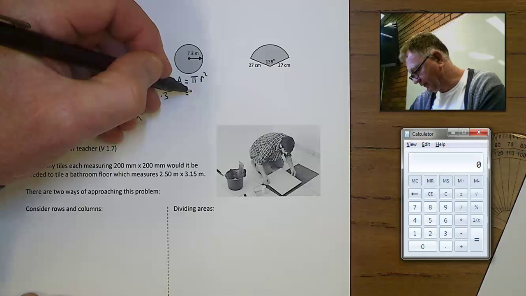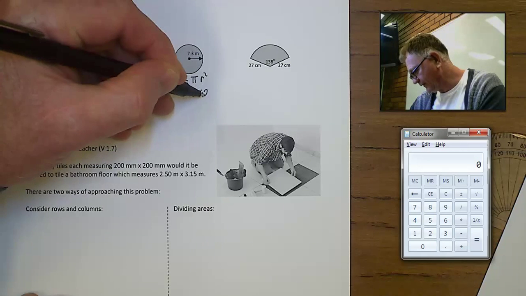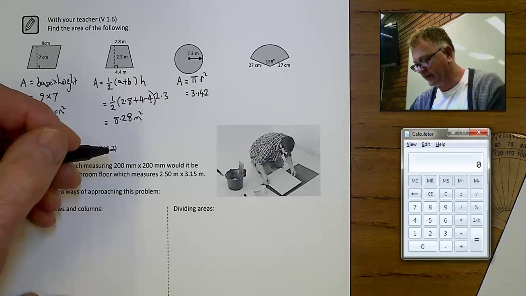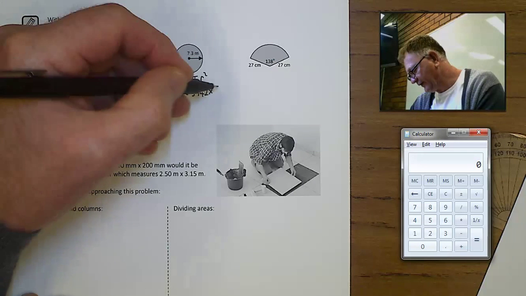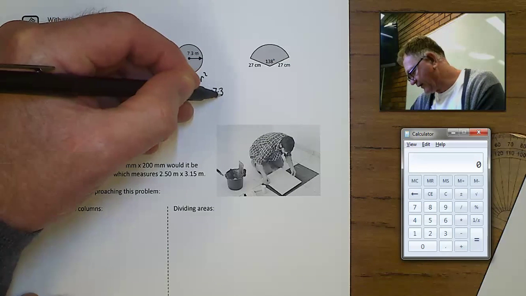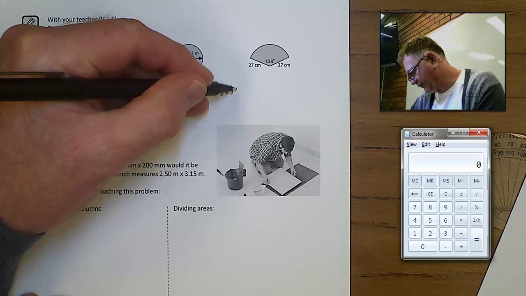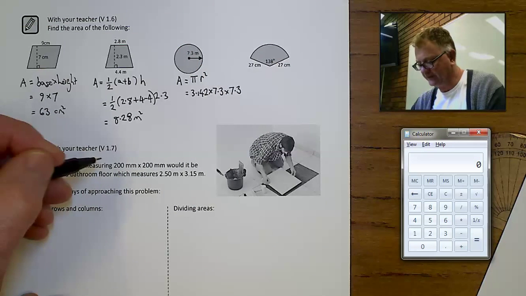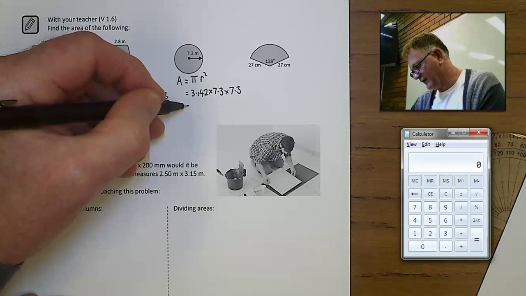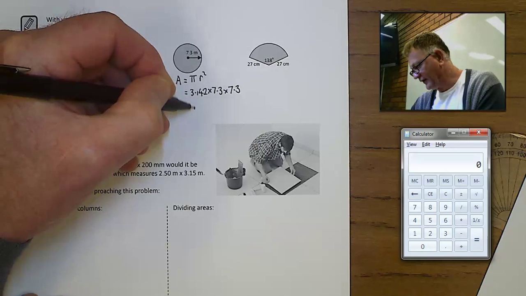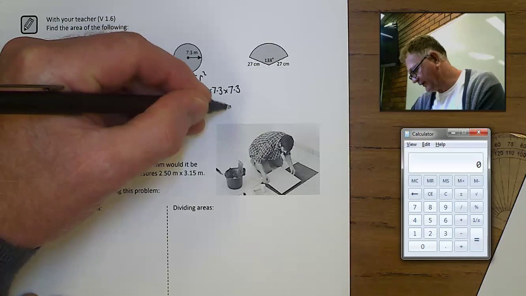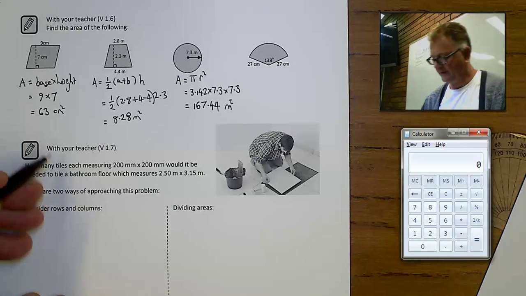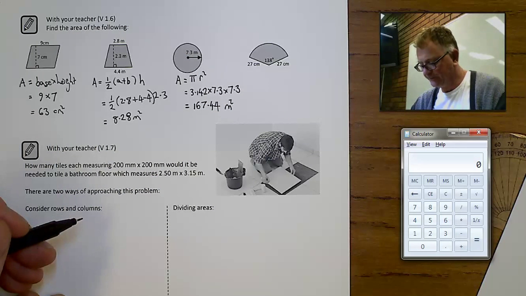So pi, 3.142. Use the pi button on the calculator if you can to get a more accurate result, times radius 7.3, and I times that by itself, 7.3 multiplied by itself. Okay, I've done this beforehand on the calculator. I got an answer of 167.44 metres squared. Remember to have square units for your answers when you're talking about area.